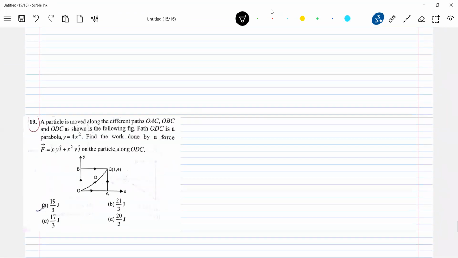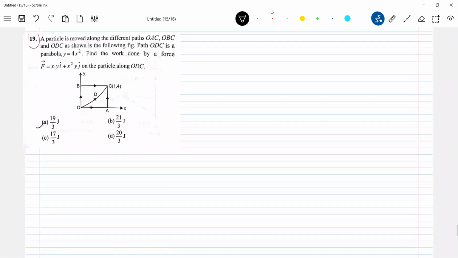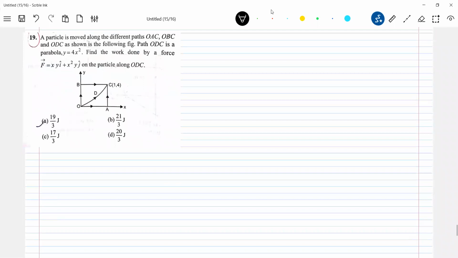So there's another path I'm bringing, a different one. At least you'll get a basic picture now. Along ODC, look at the path. Path ODC is a parabolic one. We'll check also whether the force is conservative or non-conservative. We already know the method. So let me go for the work done along the path ODC. There should be F bar dot dr bar. So what should be the limit?